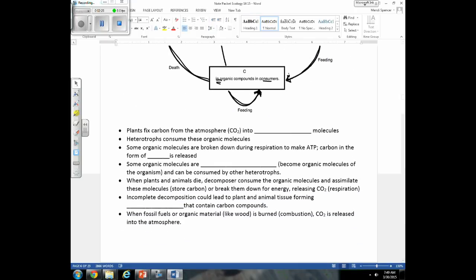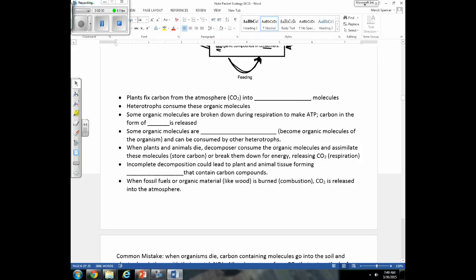After going through the carbon cycle, you should have a good idea of how to fill in these blanks. If you want to pause the video and try it on your own, feel free, and then you can check yourself. We talked about how plants are fixing carbon into organic molecules.